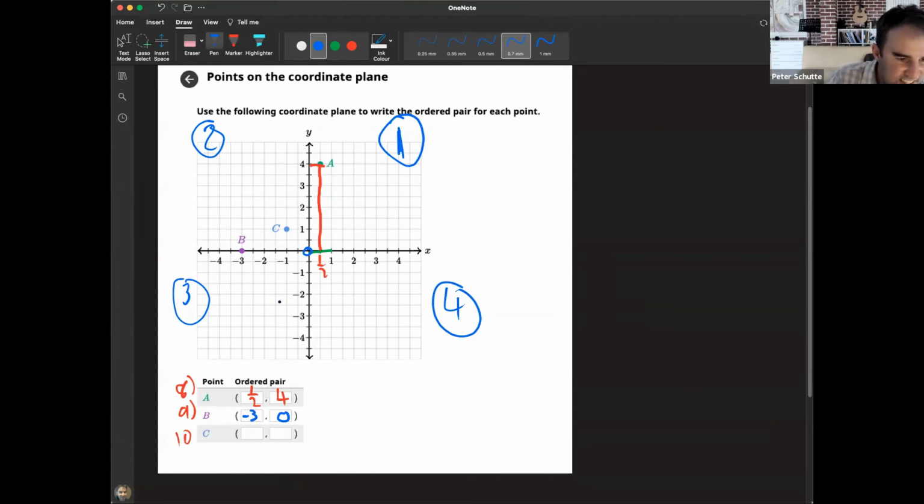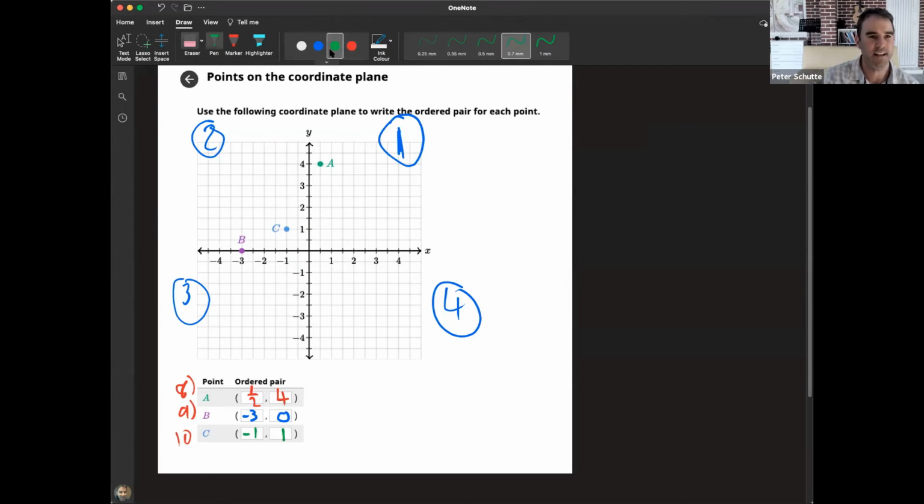And then for C, C's coordinates are going to be, it's in line with -1 on the x-axis, so -1 here, and it's in line with 1 over here. Okay, and so that was quite tricky, to be honest, but those should be the correct coordinates for those points.